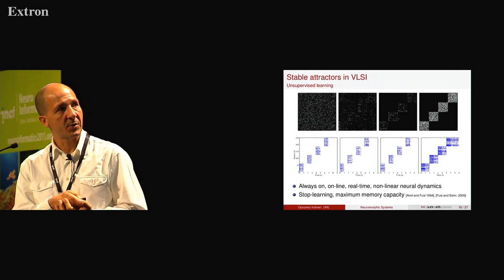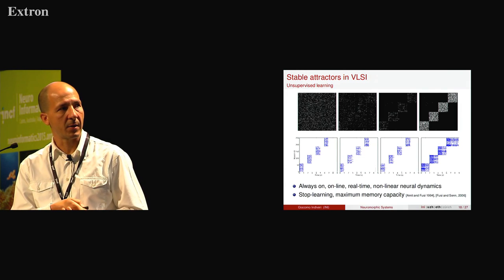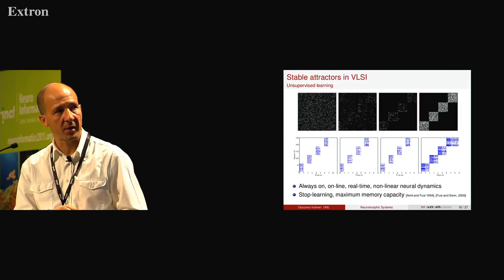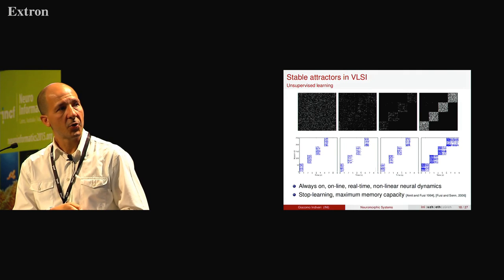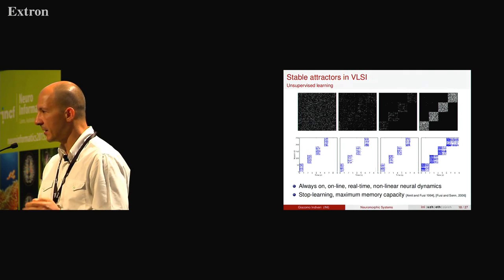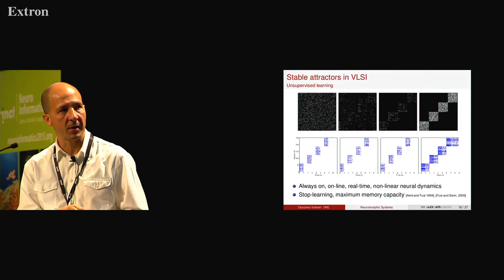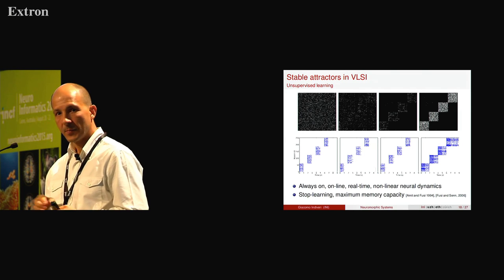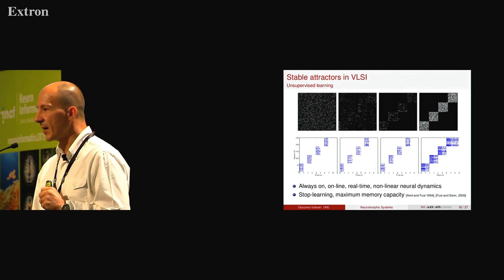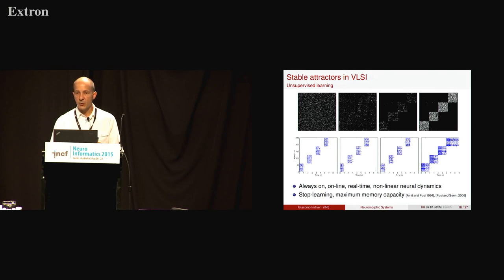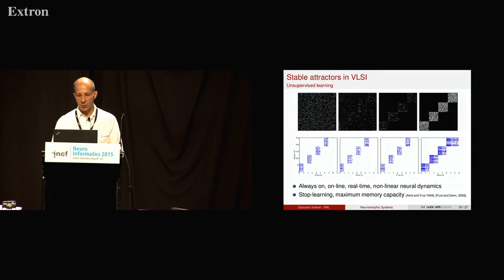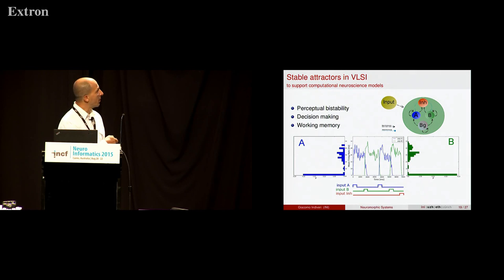And these synapses, they have this stop learning mechanism, which has been demonstrated by theoretical physicists to have maximum memory capacity in these Hopfield networks. And if you're interested, all the details are in these papers. So once we have attractors, we can use these chips to look at neuroscience. Again, the idea is that we have this as a tool in your neuroscience tool set. And you can try to reproduce or understand perceptual bistability, decision-making, working memory.